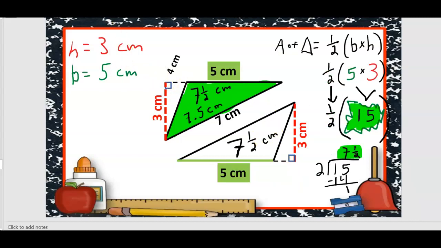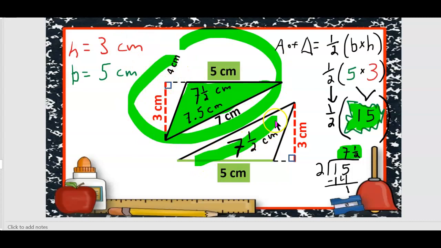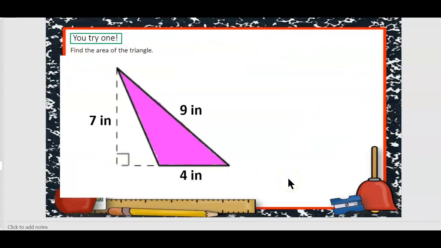So if they gave you one that was actually, this is like an upside down mountain here. If you put the mountain right side up, the base is the bottom of the mountain down here, which is 5. The height would be from the level of the base to the peak of the mountain. The peak of the mountain's right here. That's how high the mountain is. That's the height. Tricky, tricky, right? But not too bad. All right, you try this one.